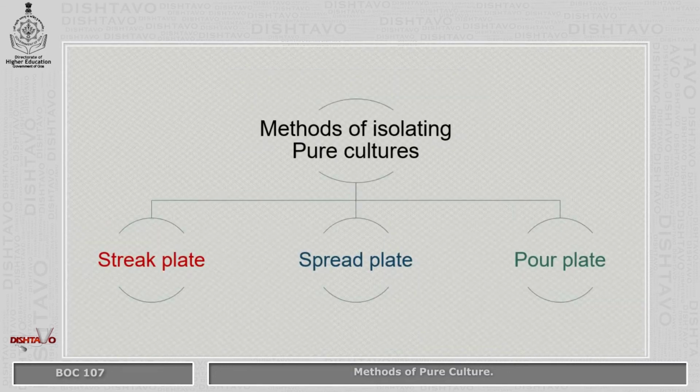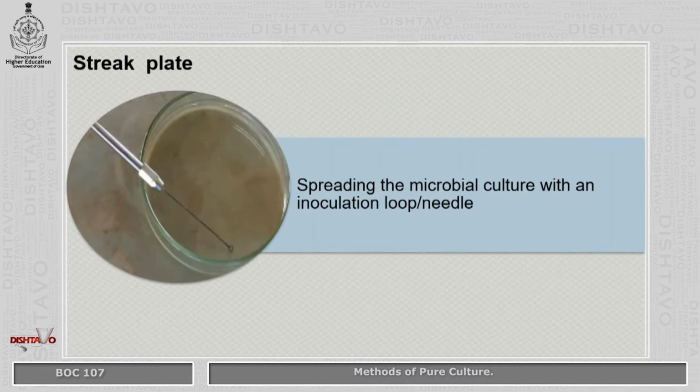Now, when we want to isolate the pure culture, that is only one species of microorganism on a media, we follow three different methods. Number 1 is the streak plate method, number 2 spread plate method and number 3 is the pour plate method. Now coming to the streak plate method.